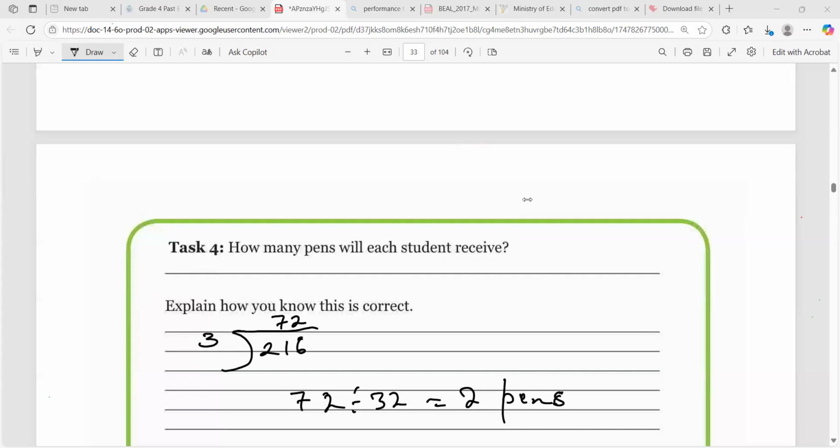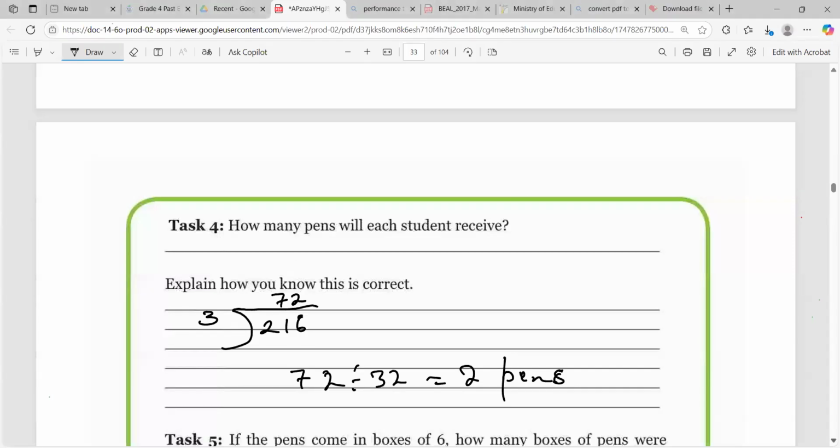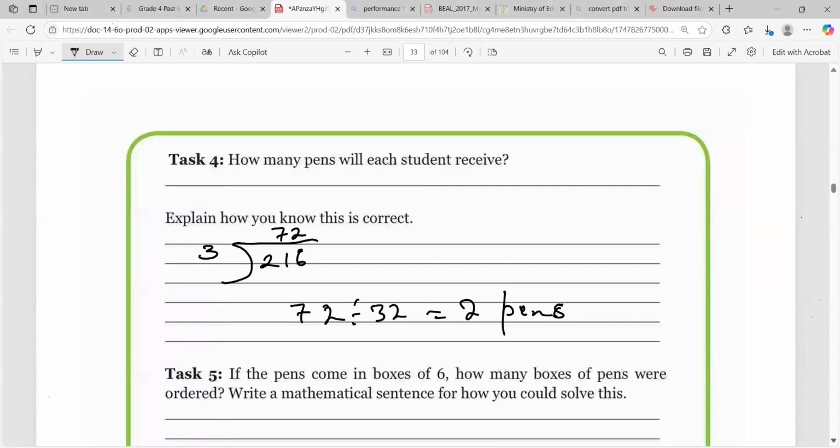Sir, for this question, it's 3 into 216, which would give you 72, and then you say 72 divided by 32, and you get 2. For the pencils, you'd say 3 into 1,000. No, man, it's for the pen. We're doing the pen only.